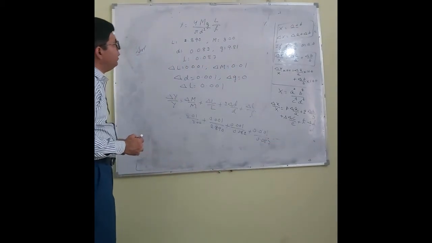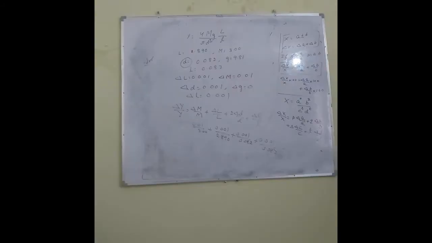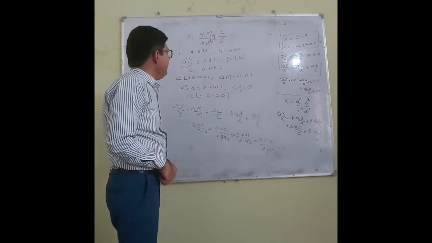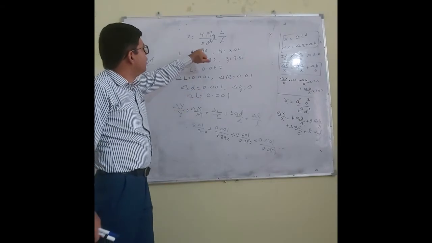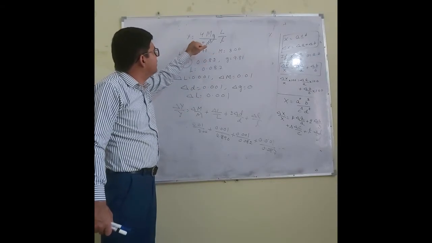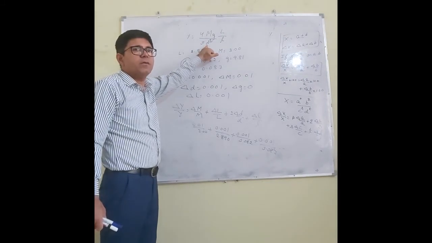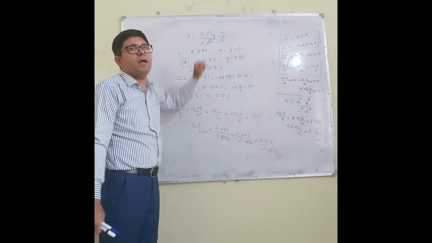Now, which value has the maximum impact on the uncertainty in Y? Can you tell me which physical quantity has caused the maximum uncertainty in Y? It is d, the diameter, because here it is the square of the diameter.